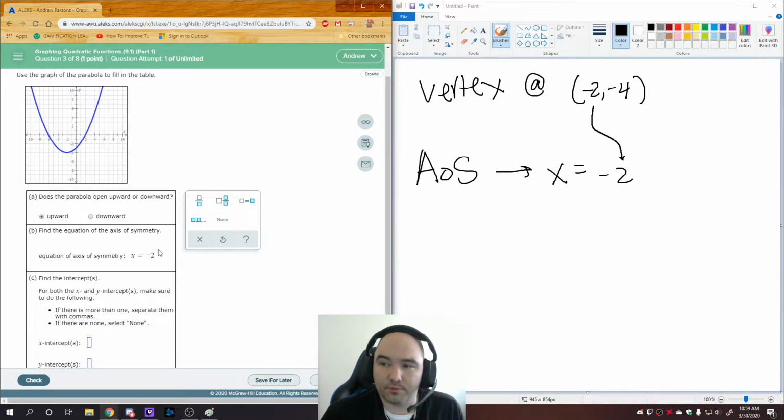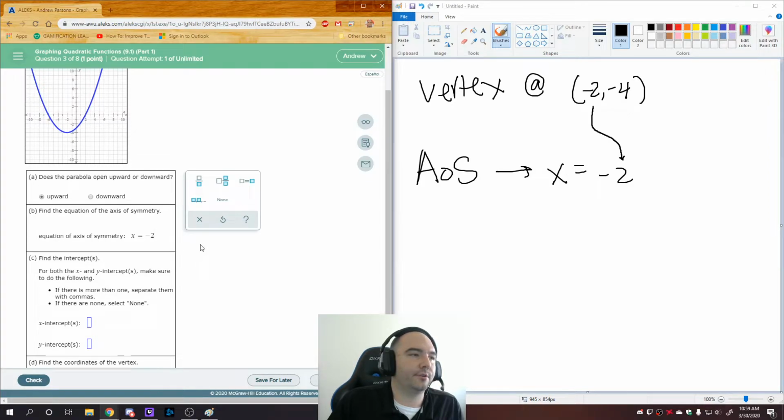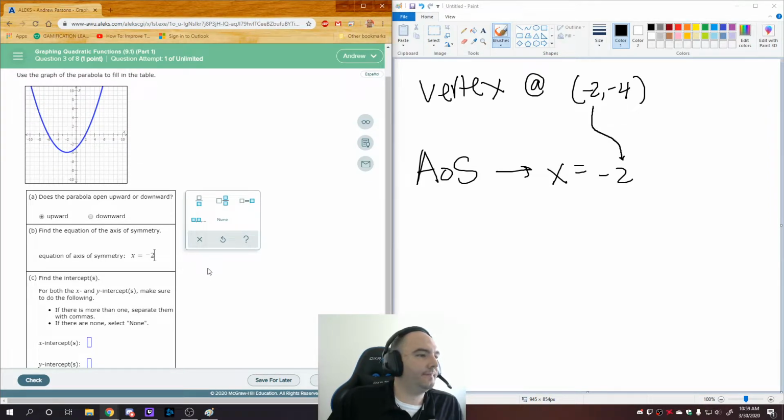It's always x. Why is it always x? Because x equals -2 is a vertical up and down line. So imagine, if you will, a dotted line cutting this in half, which I believe you saw on your lesson. So that's why we're saying this is the equation of the axis of symmetry. If I were to graph this line, it would make a vertical line cutting it in half.